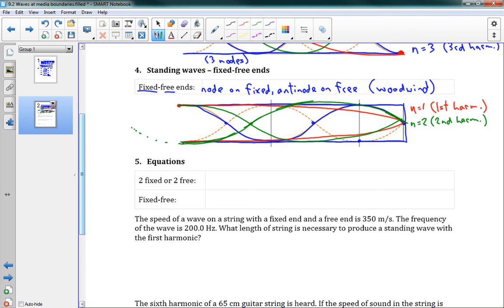And that had one extra node in there. And then you can see we have two extra nodes. Well, that's going to be our n equals 3, which is our third harmonic.